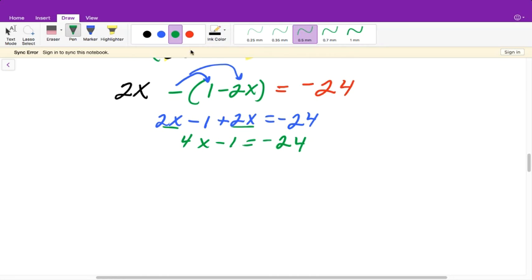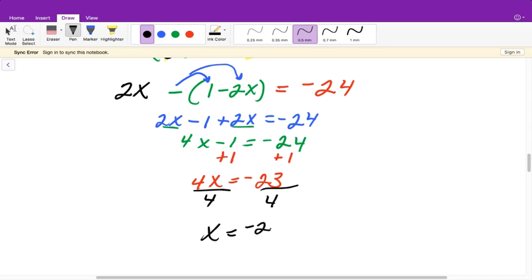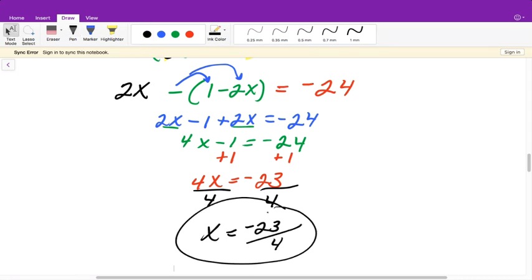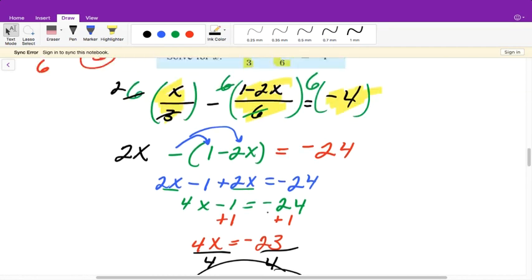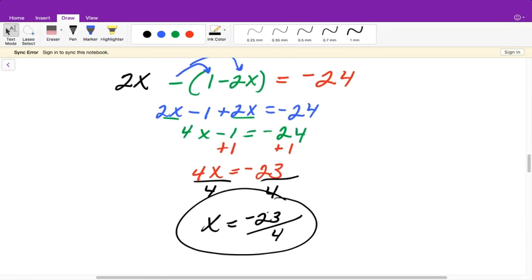And then from here, we can go ahead and start isolating our variable. So we can add 1 to both sides. So we get 4x is equal to negative 23. And then we can divide each side by 4. And that gives me x is equal to negative 23 over 4. All right, and that will be our final answer. We can substitute it in to check to see if it's correct if we want, but you do not have to.